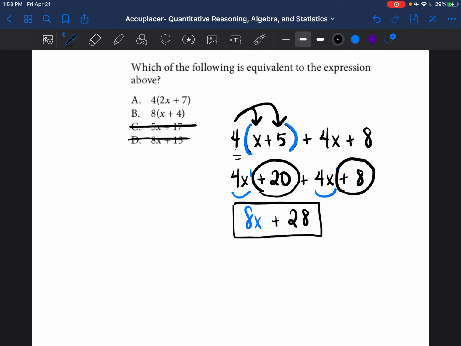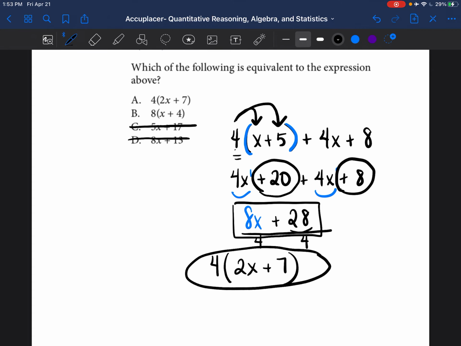But that's totally okay. The way that you break this down is you look at 8x plus 28 and you ask yourself, what is the largest number that can go into the number 8 and the number 28? So I'm thinking 4. 4 can go into 8 2 times, and then 4 can go into 28 7 times. So I'm going to pull out the number 4, and I'm going to divide each part by 4. So 8x divided by 4 is 2x, and then 28 divided by 4 is 7, and that is 8x plus 28 broken down. 4 times 2x plus 7, so my answer is going to be A.